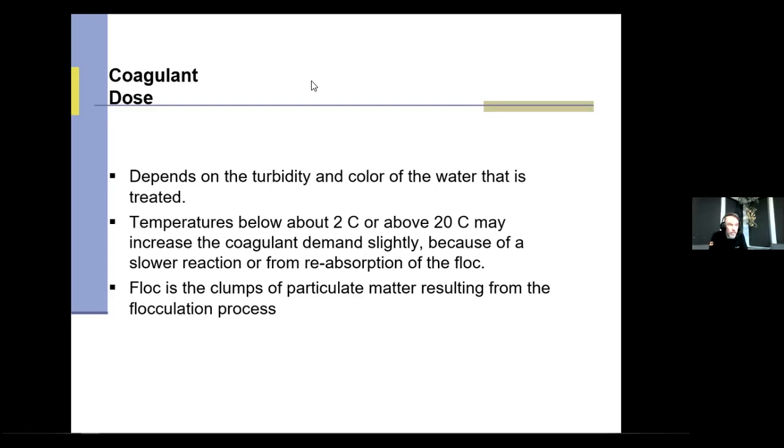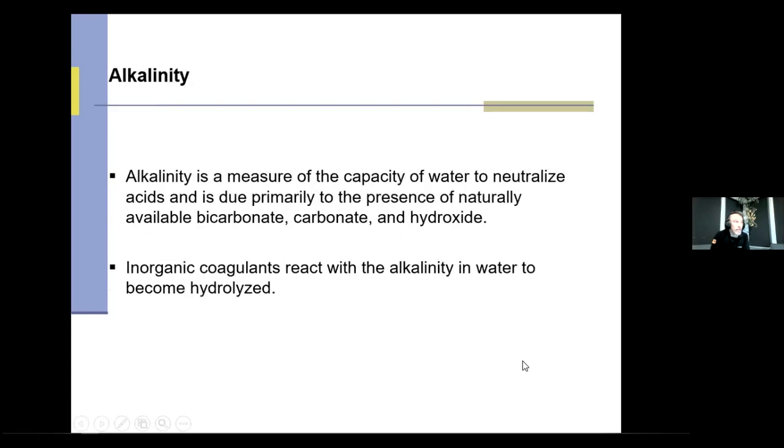Again, flocks are the clumps of particulate matter that we're creating here. We want to create flock. We want to create that snowflake. Super important. Alkalinity, like we talked about, super important.